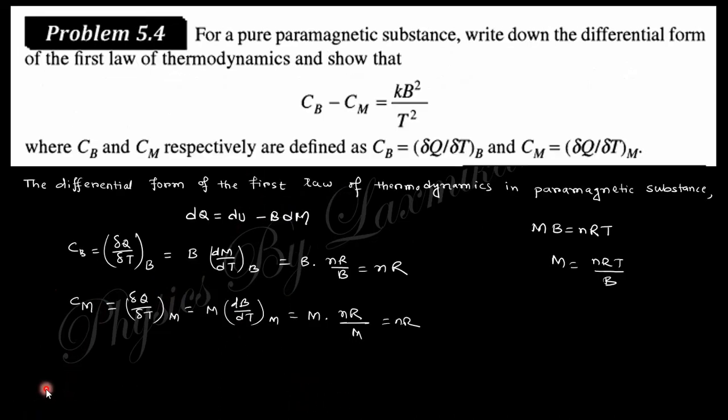Next one. This problem I cannot solve at this moment. If anyone can do this, you must comment in the comment box. Next one.